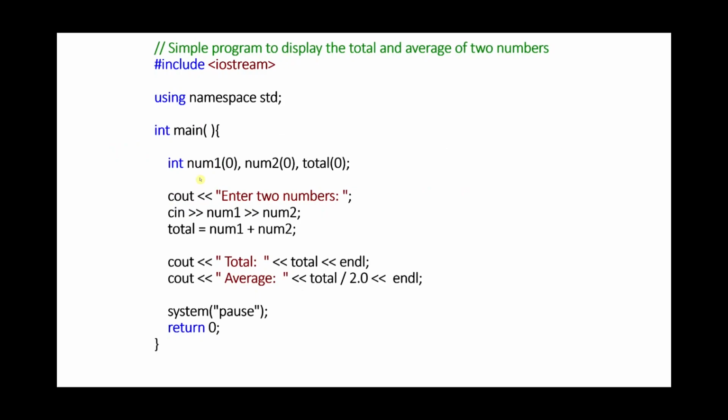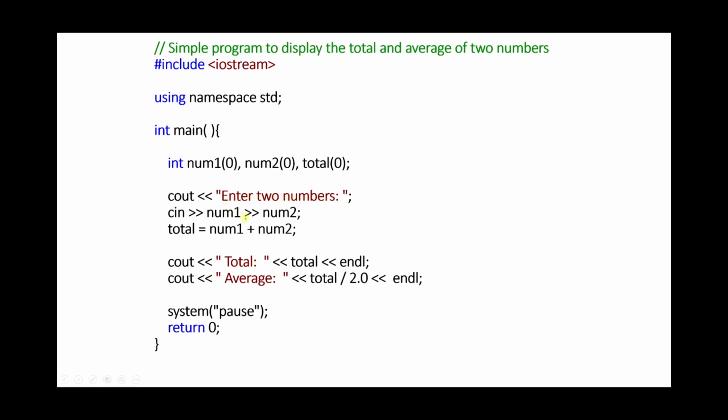So here is a code that would do that. Now, first, I initialized 3 variables, num1, num2, and the total. Then cout, I printed a statement on the screen to the user, so the user knows that, okay, it's my turn to enter 2 inputs.